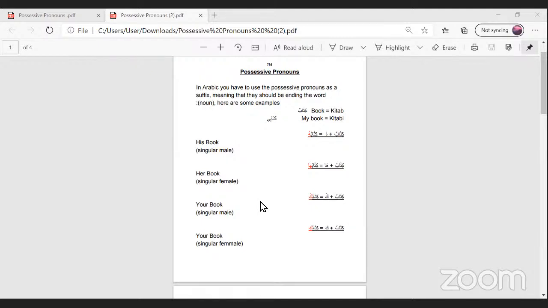Excellent, very good. I want you to do one more word. The word is ismun. Ismun means name. Ismuhu means his name. Ismuha, her name. Ismuka, your name. Ismuki, your name for female. Ismuna, our name. Ismi, my name. Excellent.